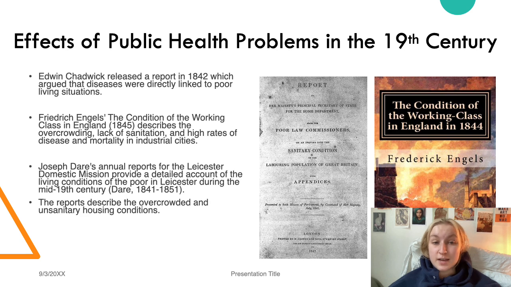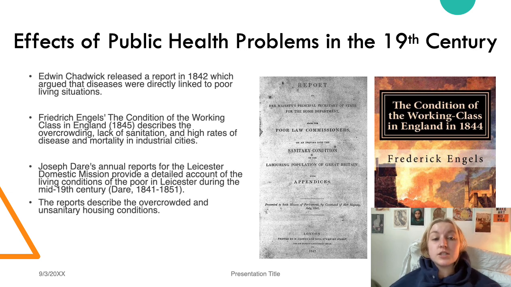Into the 18th and 19th century, the rapid rate of urbanization amplified the simultaneous growth of disease and a growing death rate. After the 1838 typhoid epidemic, Edwin Chadwick released a report in 1842 which argued that diseases were directly linked to poor living situations and therefore drastic improvements needed to be taken to reform public health.